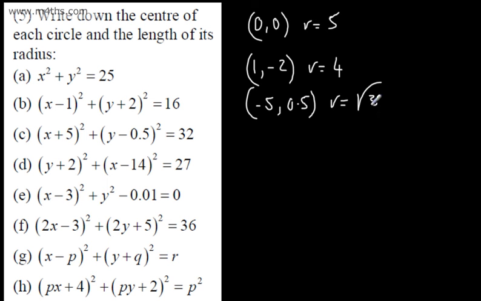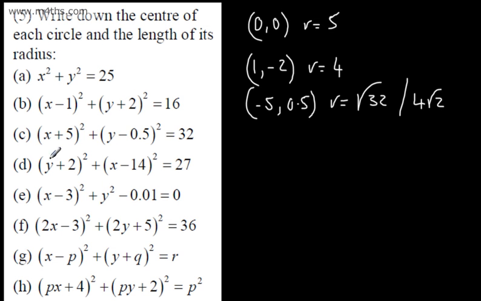This one just here, the x-coordinate of the centre is 1, the y-coordinate is -2, and the radius is the square root of 16. Square root of 16 is 4. The next one, we're going to have -5 on here, and we're going to have now positive 0.5, and the radius is going to be the square root of 32, and if we wanted to write this as a simplified surd, that would be 4 root 2.